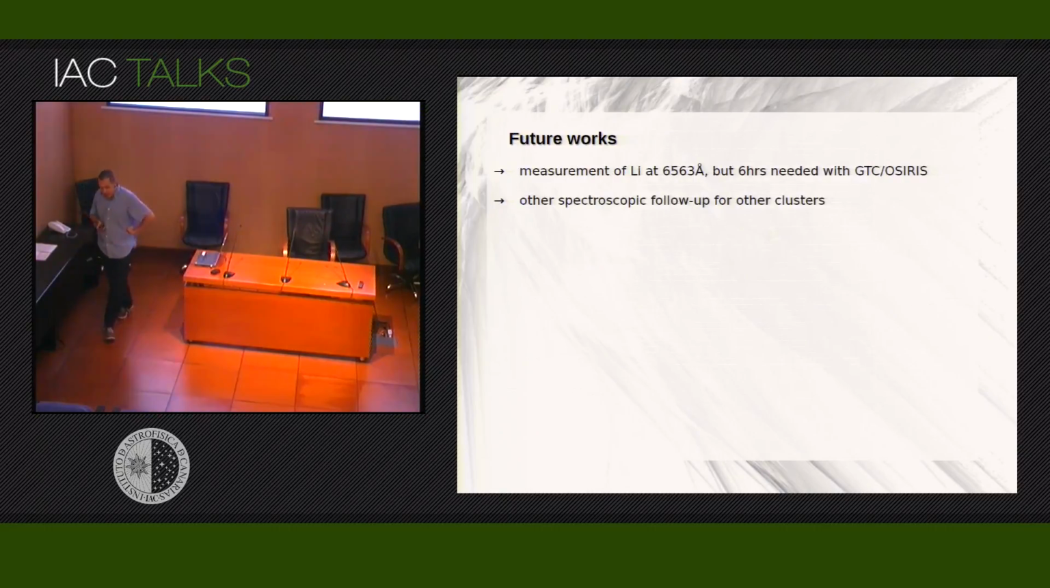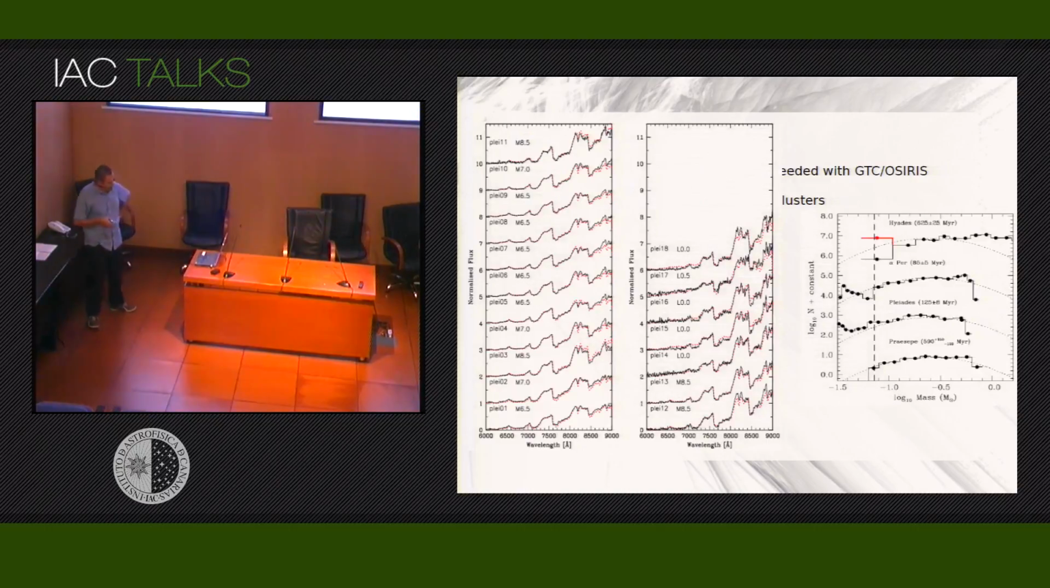So for future work, I had a discussion with Nicola, and I've heard that it could be interesting and possible to try to observe the lithium at this wavelength, but apparently this would need 6 hours of OSIRIS GTC time. And in the same project, we also have several spectroscopic follow-ups in other clusters. This I've mentioned. We also have other L dwarfs in the Pleiades. And this is an example of how observation of L dwarfs in other clusters would be important.